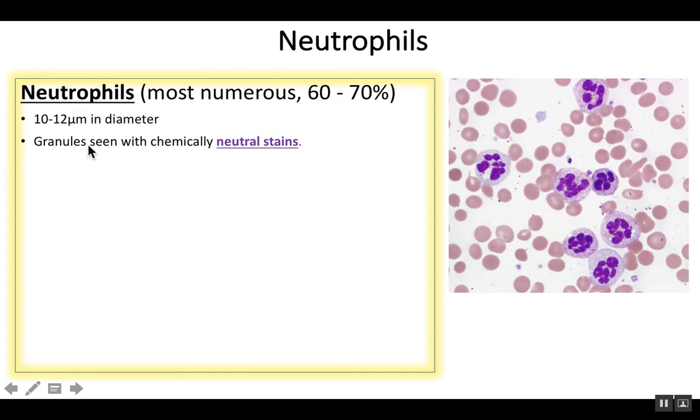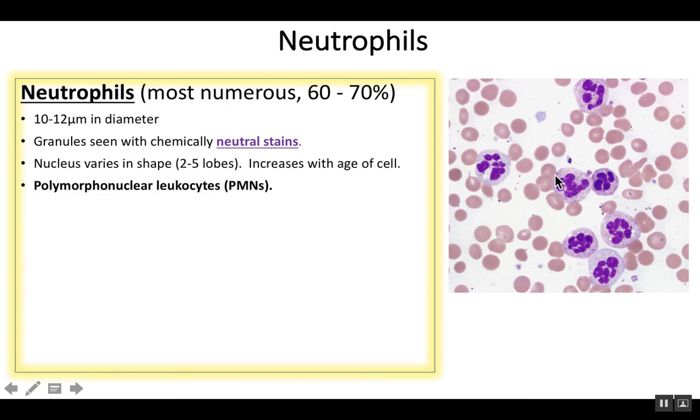The granules are seen using the neutral stain that's in the Wright stain, which is purple. So the granules appear purple, but they are very, very small. So each of these neutrophils has the darker nuclei, which is often found in different lobes, and very, very small granules. So the nucleus varies in shape, 2 to 5 lobes, and the number of lobes increases with the age of the cell.